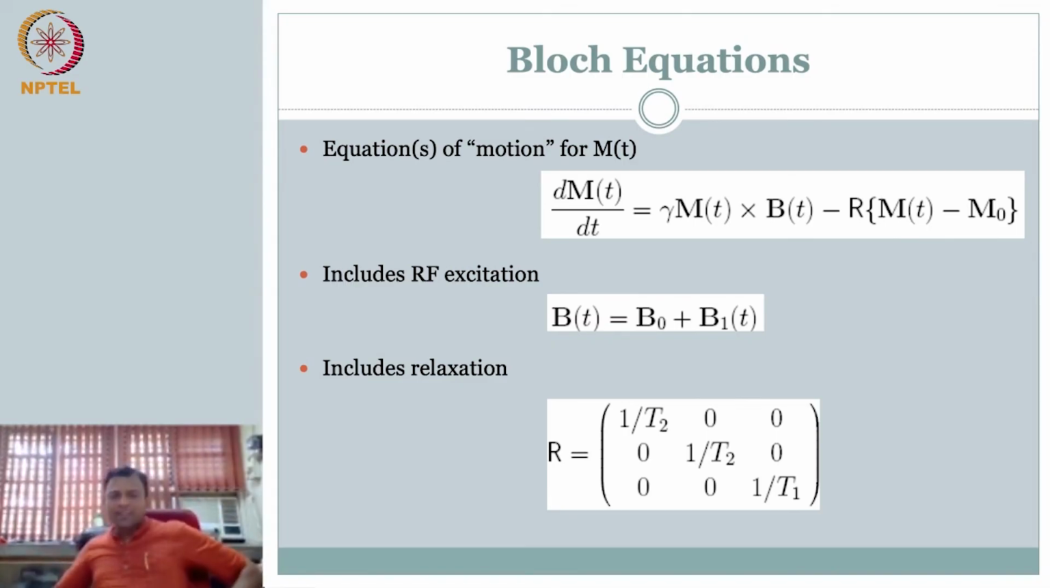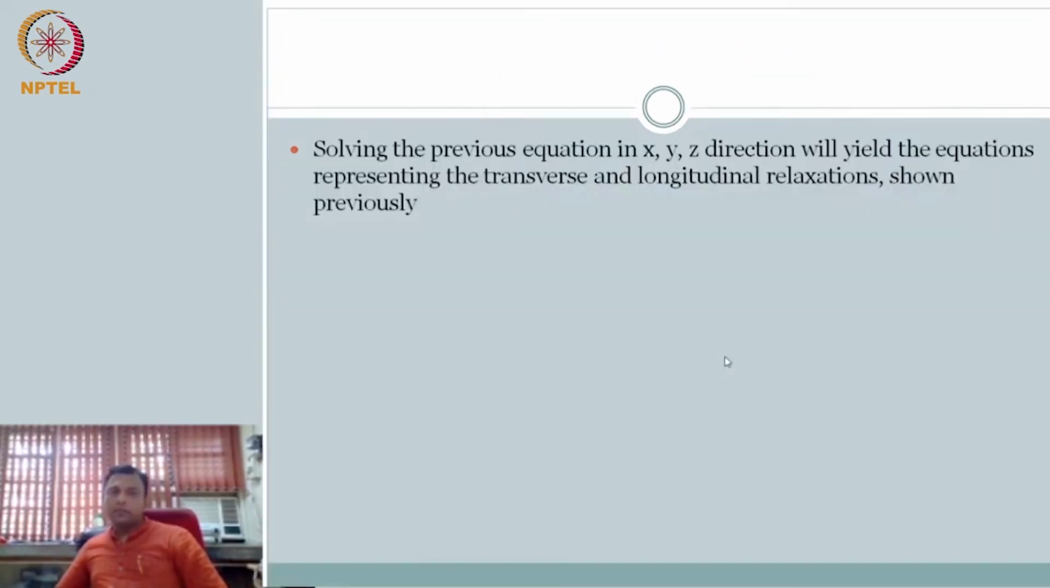Okay. There are a couple of examples in the textbook where he expands the vectors into components and shows for pi by 2 what is the Mxy. So please have a look at that. Solving the previous equations in all the three different directions gives you the equations that we saw already. Okay, so just have a look at the textbook on this as well.